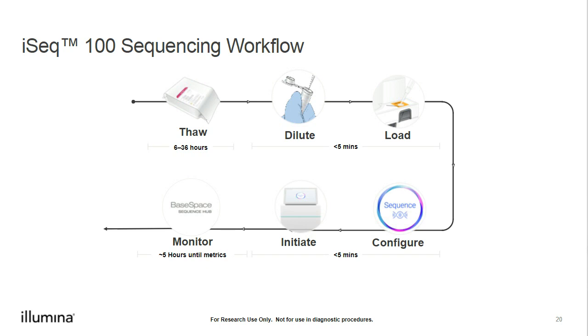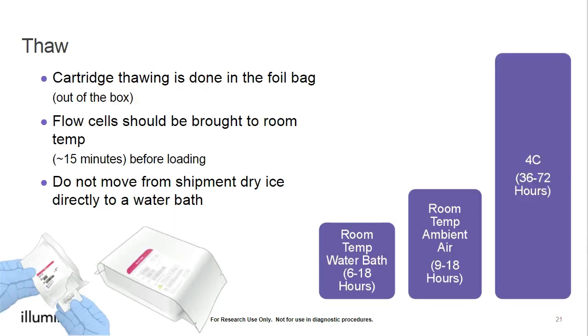Then we're going to go ahead and start the run, and then you can monitor that run on BaseSpace Sequence Hub or Sequencing Analysis Viewer, or on the instrument itself, just to see how that run is looking. About 5 hours after the run starts, you should start to see metrics such as clusters passing filter and Q30 scores.